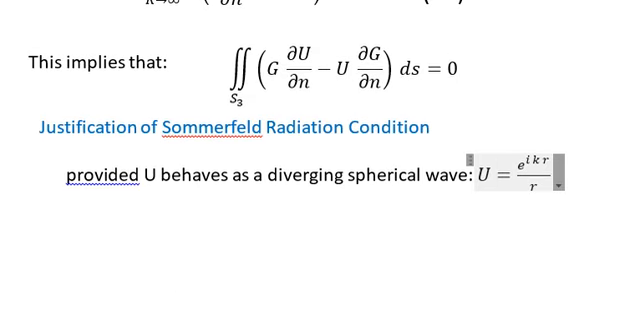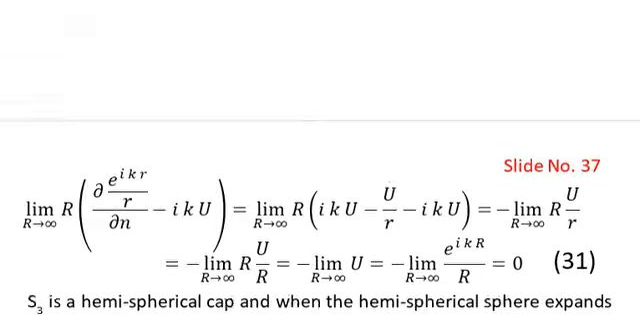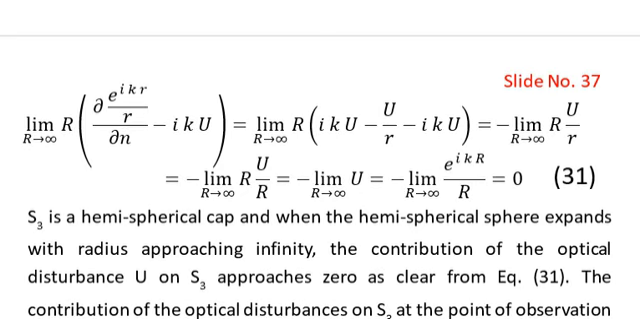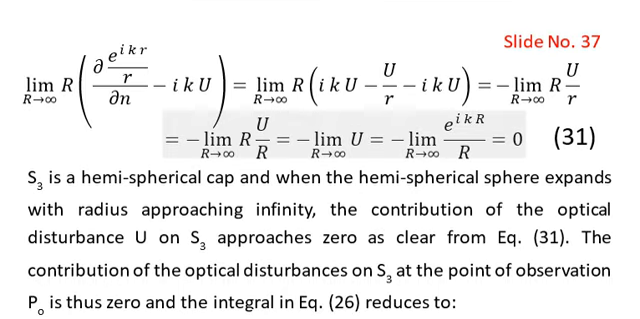So we have written the contribution of capital U on the aperture, which is equal to e to the power iota k r over r. It means that the diverging source U is located at a distance r from the aperture. Now we are substituting the value of U, and we are going to calculate the partial derivative of U, where U is e to the power iota k r over r, with respect to n.